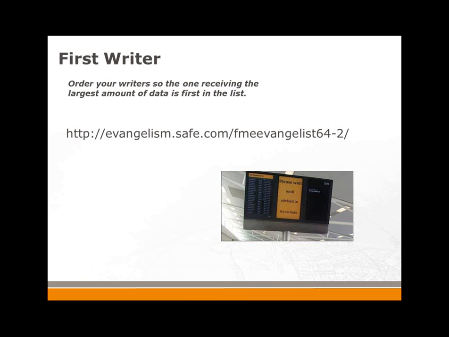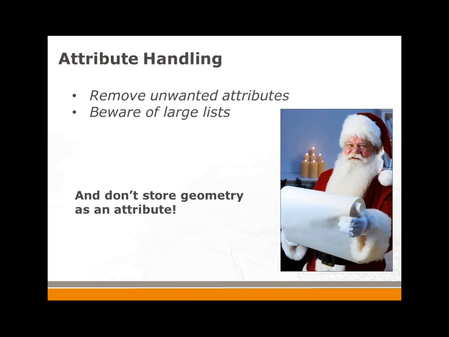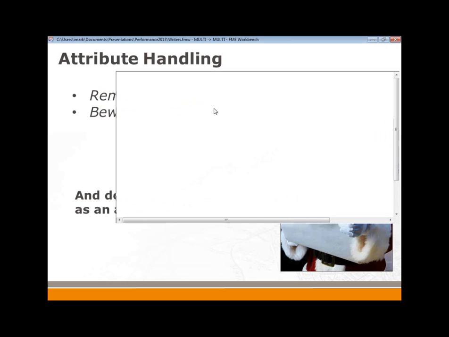And one last set of tips here, attribute handling. Basically remove any unwanted attributes from your workspace, and again it will save memory and save time. Again, beware of large lists, and I'm going to show you something in a moment to show you what would be a problem with that. And don't store geometry as an attribute. Sometimes you have to do that, but try and drop it again as quick as you can. Don't read a spatial database using a non-spatial reader. If you're going to read the geometry column into an attribute, that would be bad. So let's have a look at that.